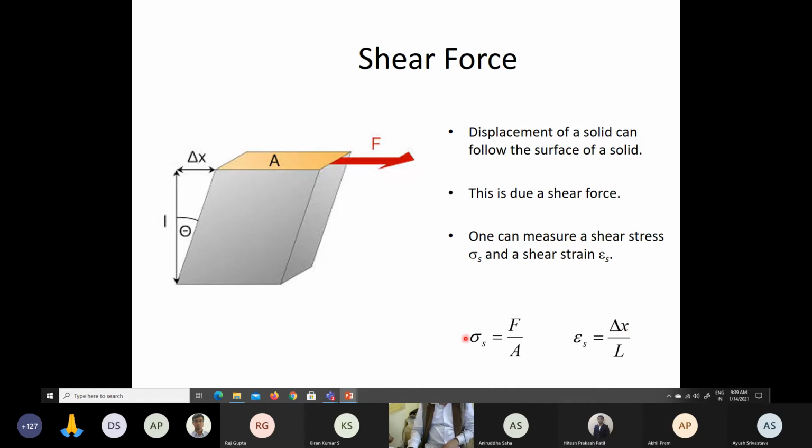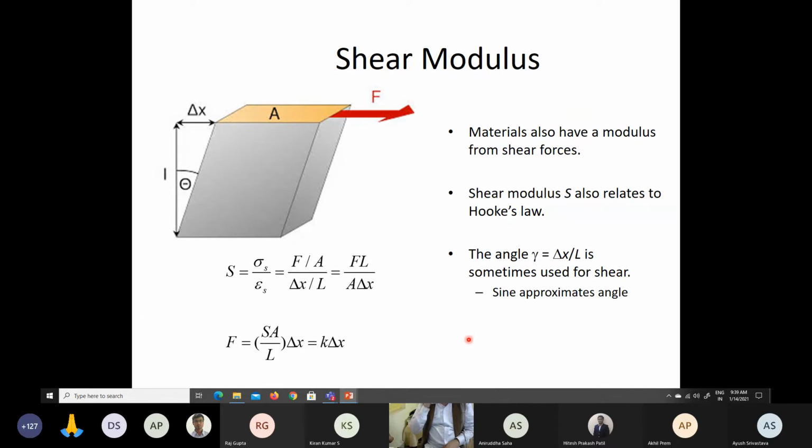So here we can define the shear modulus, like we have defined Young's modulus or elastic modulus. Shear modulus can also be defined as the ratio of the shearing stress versus the shearing strain. The shear modulus S also relates to Hooke's law, and this is defined in mathematical fashion as narrated in the slide.